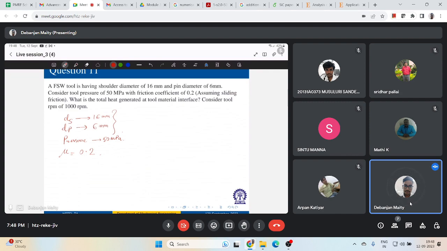One is sliding friction. Have you heard of this sticking friction? Yes, no? Okay, great.